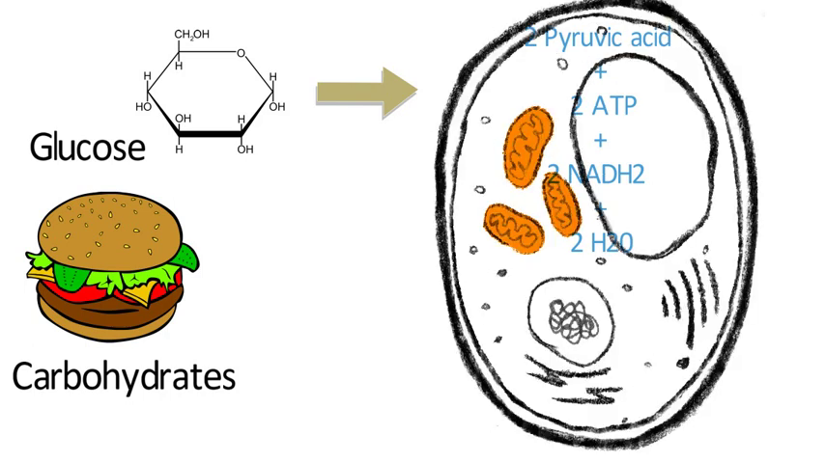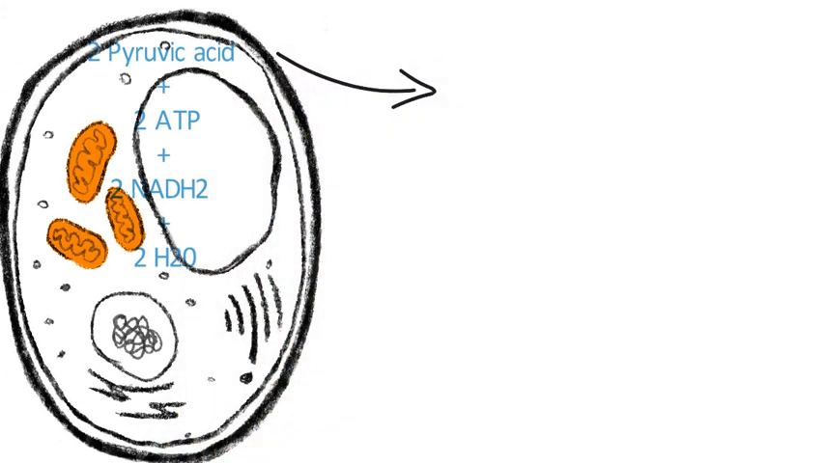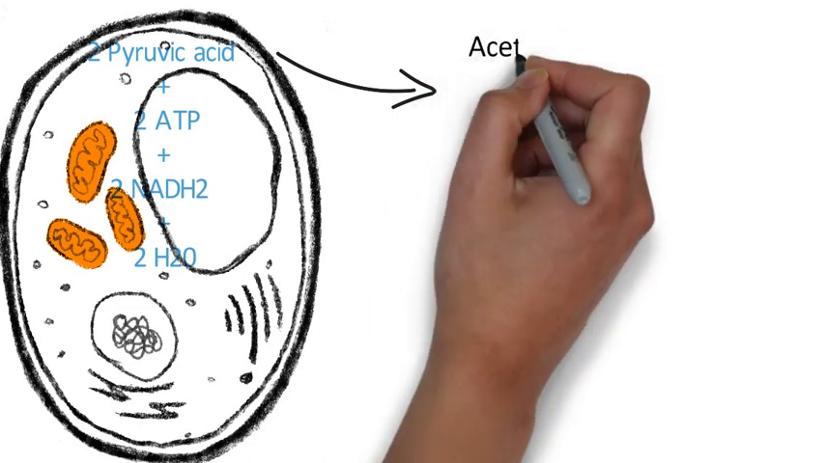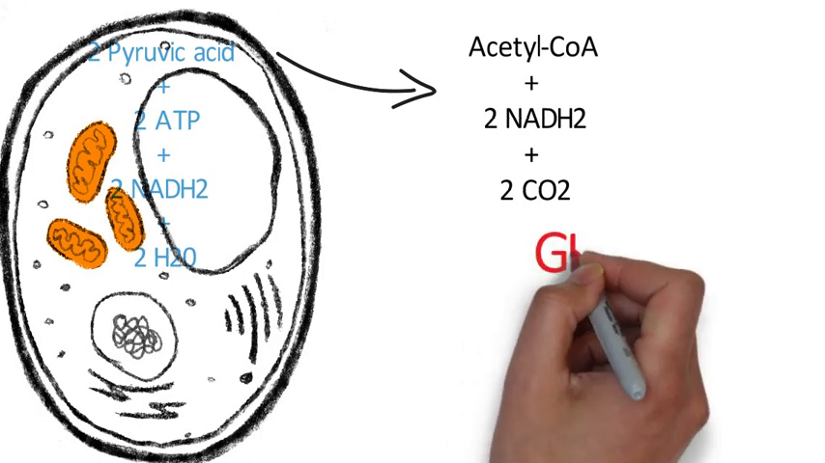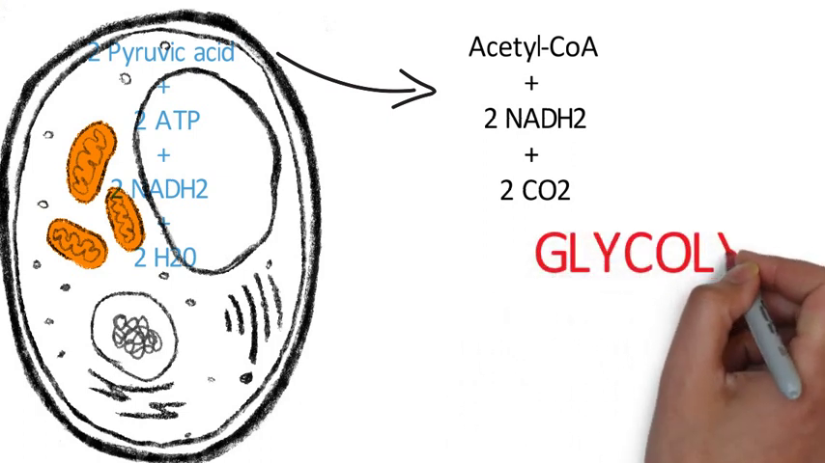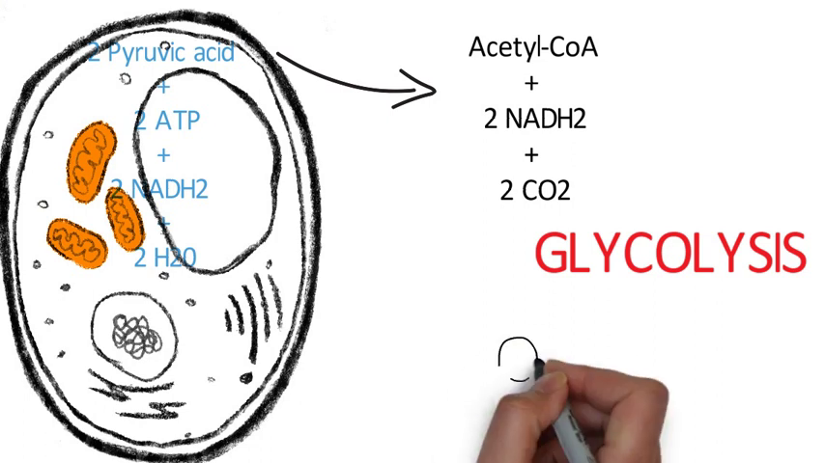All these molecules are produced inside the cytoplasm of the cell. And this is not the complete process. The two molecules of pyruvic acid which have been produced in the cytoplasm are further broken down inside the cytoplasm into acetyl coenzyme A, NADH2 and CO2. This entire process is called glycolysis.